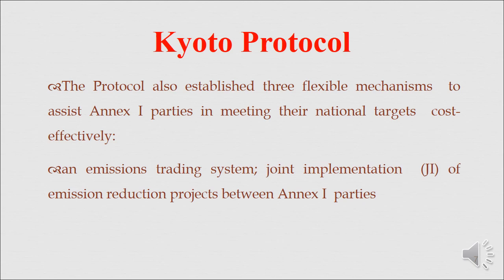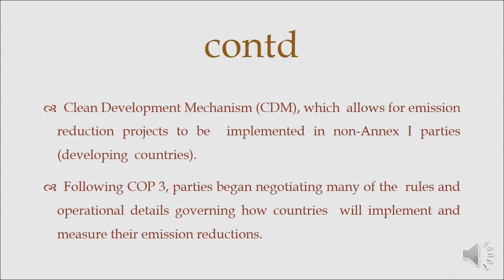The Kyoto Protocol also established three flexible mechanisms to assist Annex I parties in meeting their national targets cost-effectively: emissions trading, the joint implementation of emission reduction projects between Annex I parties, and the clean development mechanism, which allows emission reduction projects to be implemented in non-Annex I parties, the developing countries. Following COP3, parties began negotiating many of the rules and operations governing how countries will implement and measure their reductions.